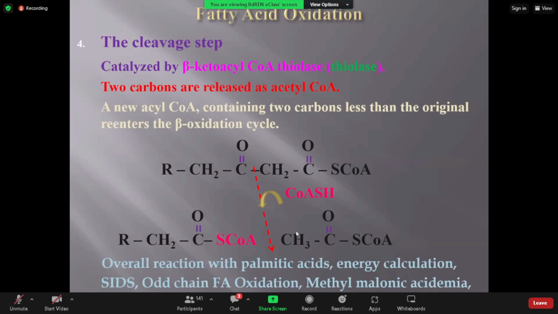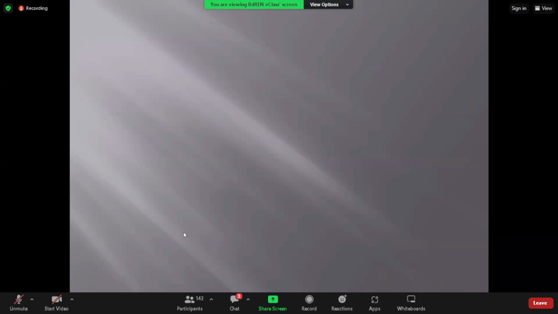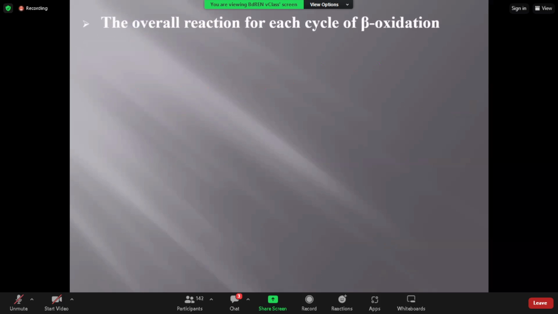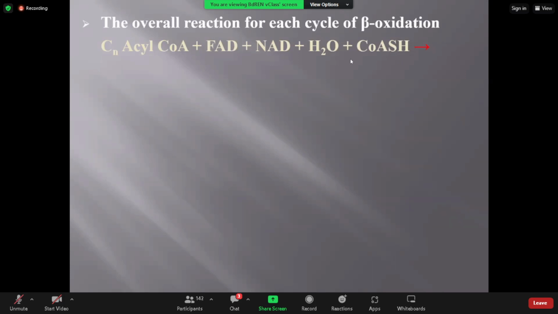Okay, so we get 35 ATP from the cleavage of a 16 carbon palmitic acid, suppose. So what is the overall reaction? This is n carbon; I don't know how many carbons, it may be 4, 6, 18, 24, etc. So n carbon containing acyl coenzyme A, FAD, NAD. This is the first dehydrogenase step, this is hydration, this is the second dehydrogenase step, and this is cleavage. So in 4 steps, 4 kinds of these components are required. Among them 3 are coenzymes and another is water.